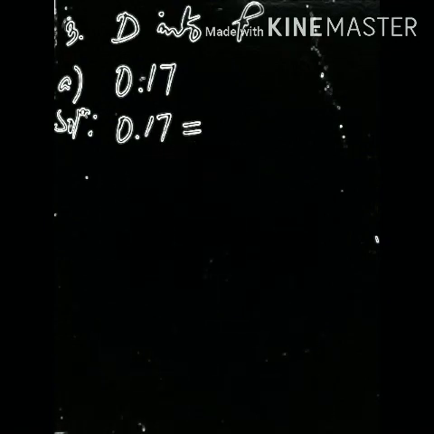Question number 3. In question number 3, we are going to convert decimals into percents. The first question is 0.17. Solution: 0.17. Now we'll be converting this into percent.